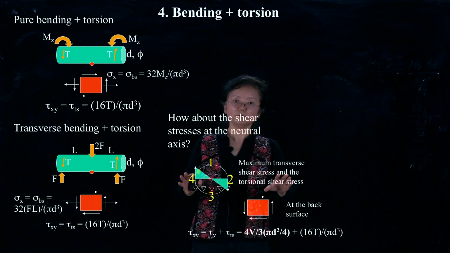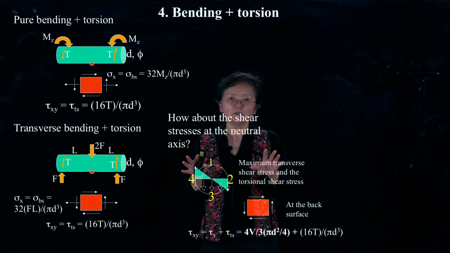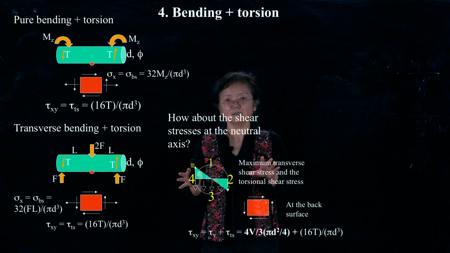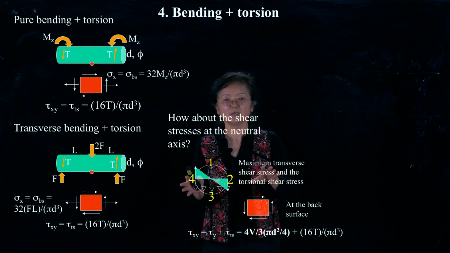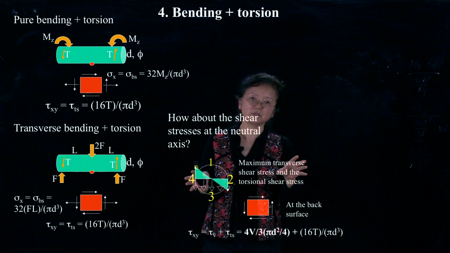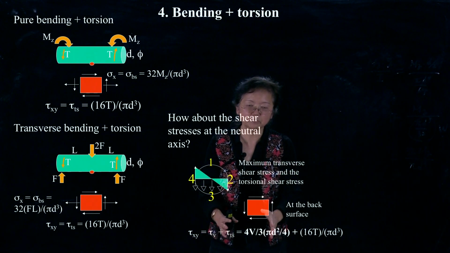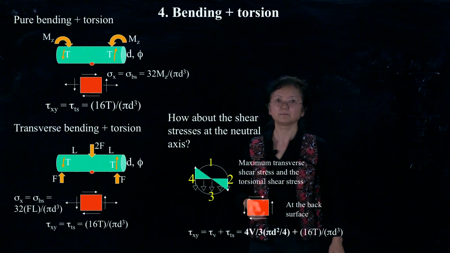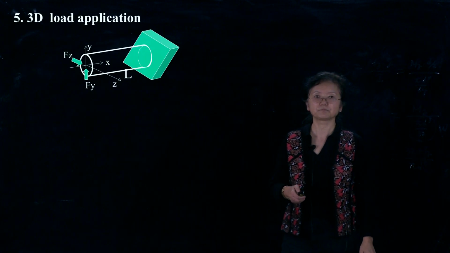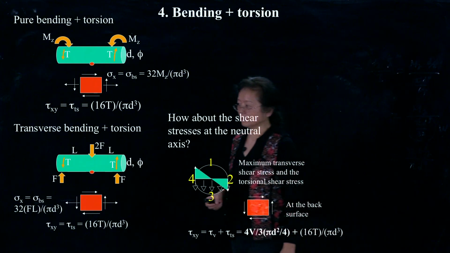How about 2 and 4? We talked about 2 and 4 already. Basically, 4 has smaller shear stress and 2 has larger shear stress, because at 2 we have two different shear stresses adding together. Okay, that's the end of this.